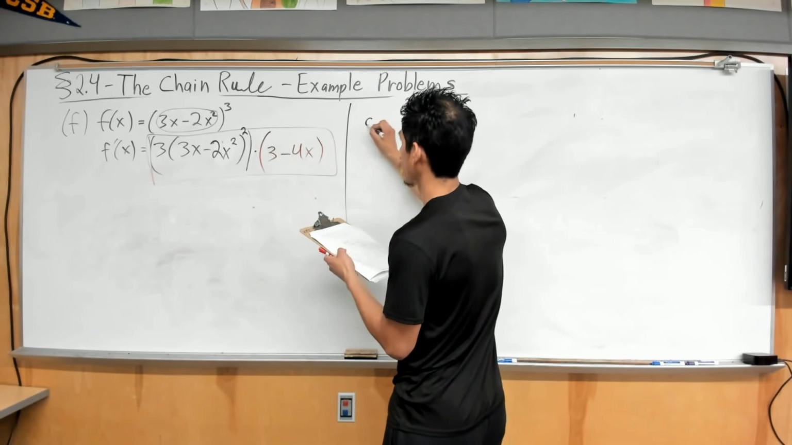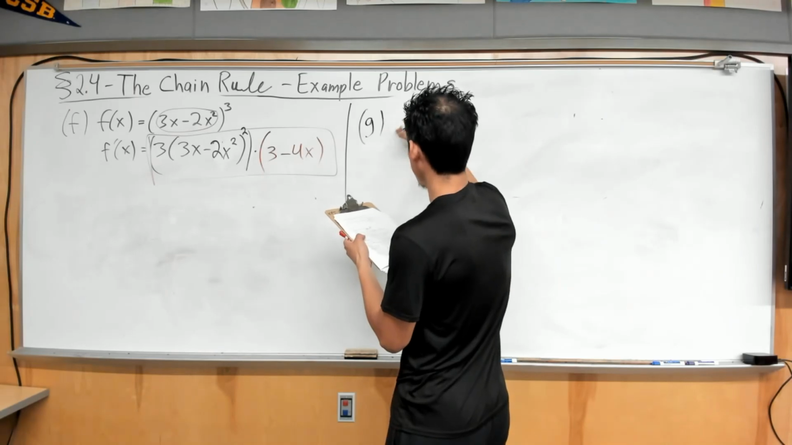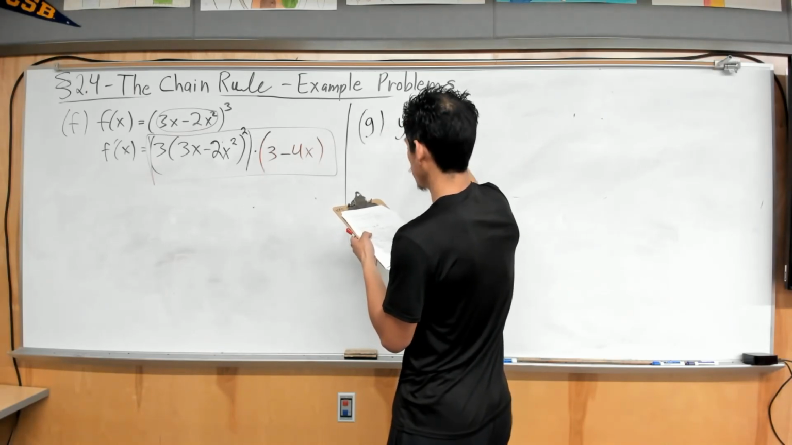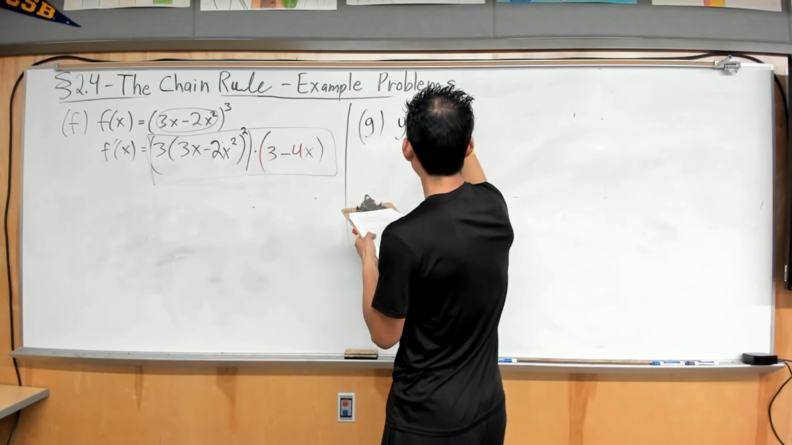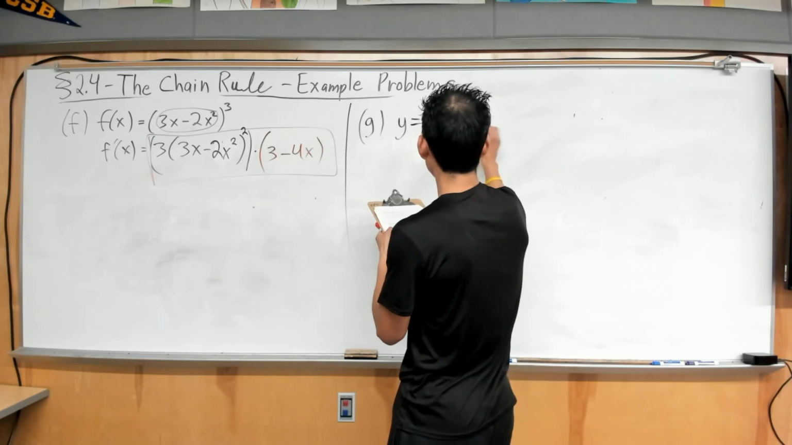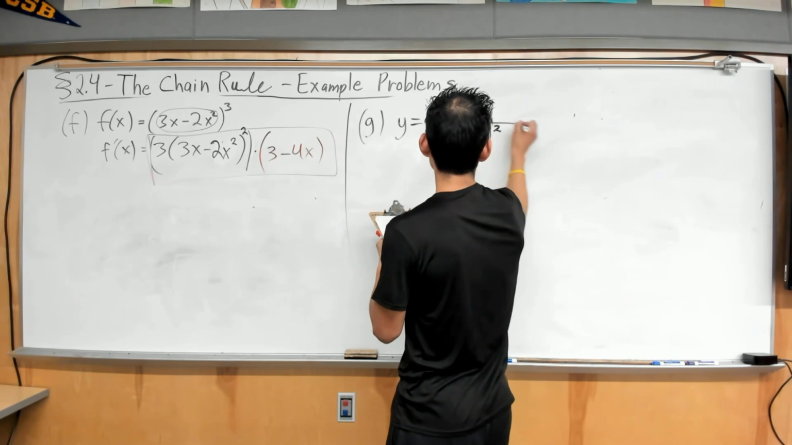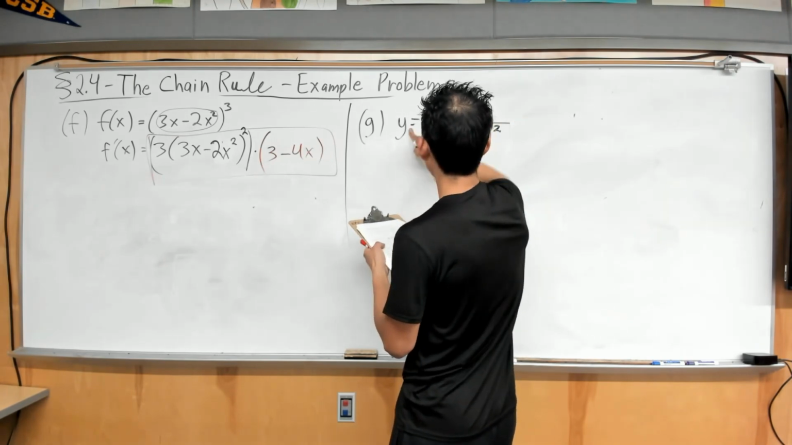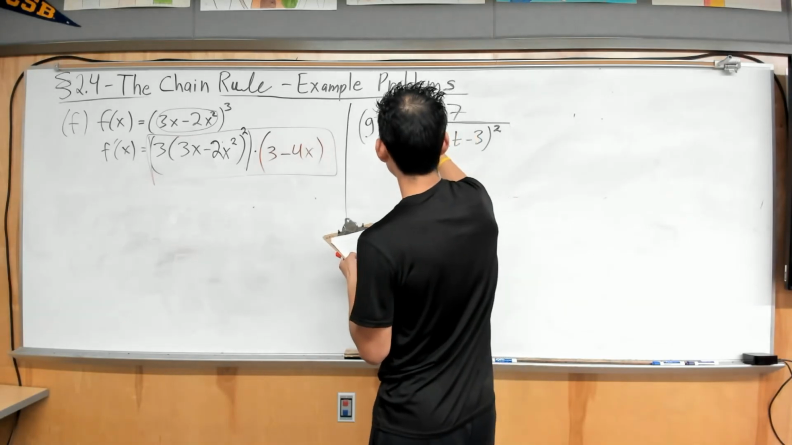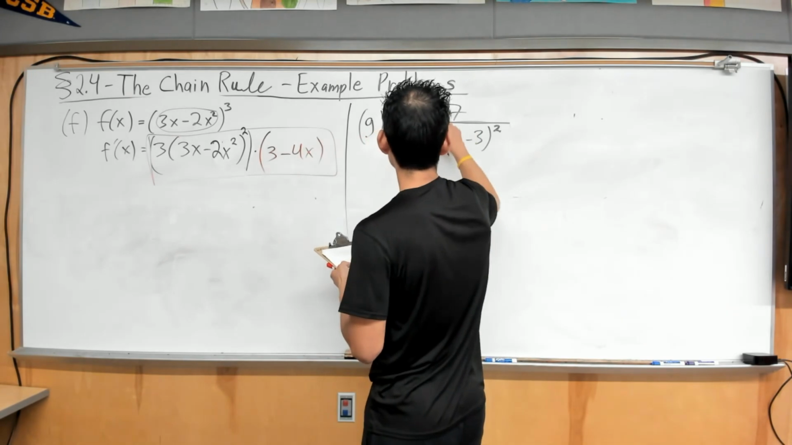Okay, here's a cool one. This is a good one to see. So let's say we have y equals negative 7 over 2t minus 3, all to the second power. Let me make this a little clearer. So the negative, I think I'm writing bigger than I need to, but whatever.